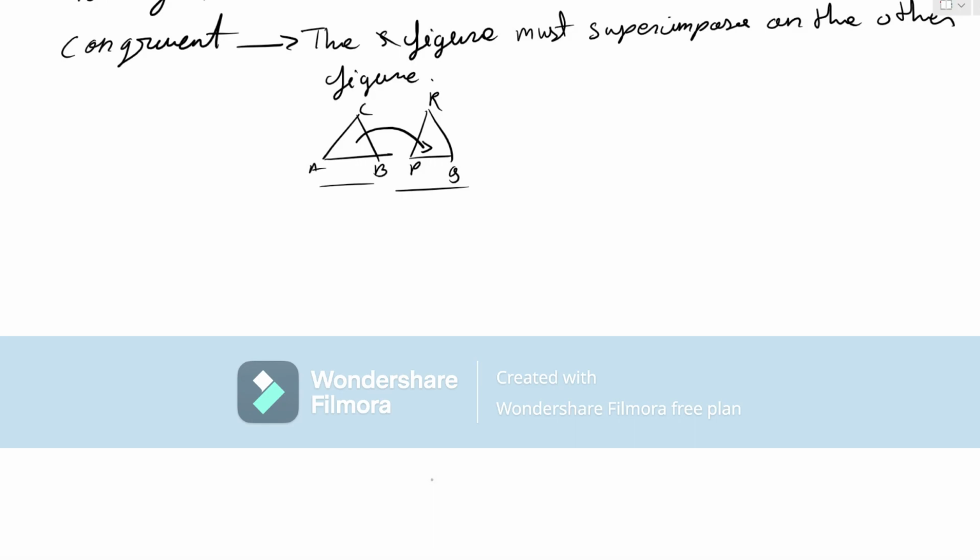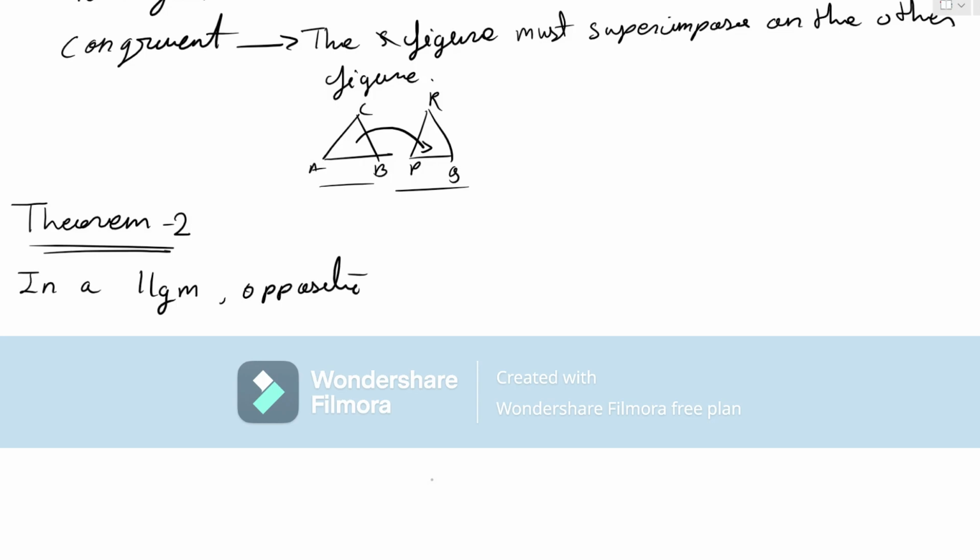Now let's begin with theorem 2. In a parallelogram, in a parallelogram, opposite sides are equal.